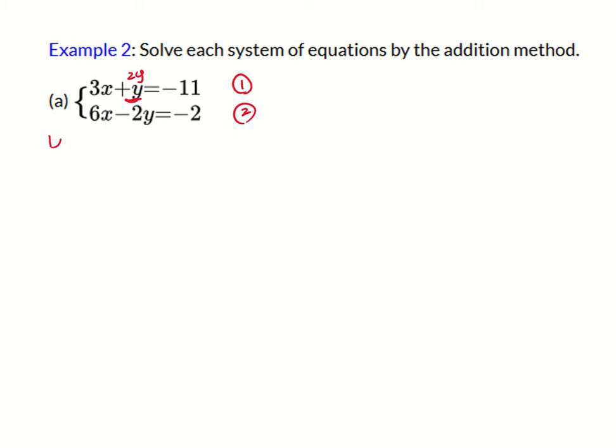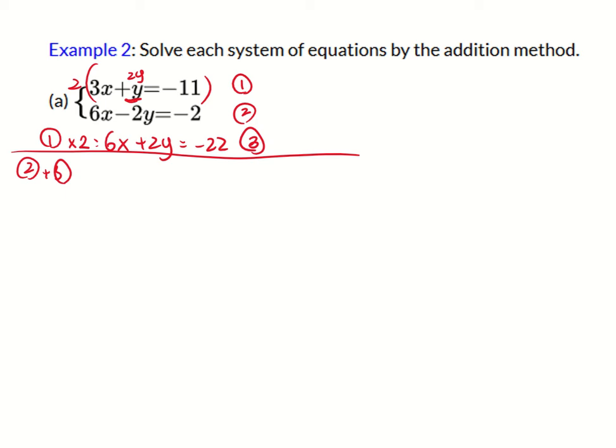So that's what I'm going to do. I'm going to multiply the first equation by 2. So that means every term in the first equation will be multiplied by 2. So I have 6x plus 2y equals negative 22. I'll call this new equation equation 3. Okay, if I add up the new equation 3 with the equation 2, the y term will be gone.